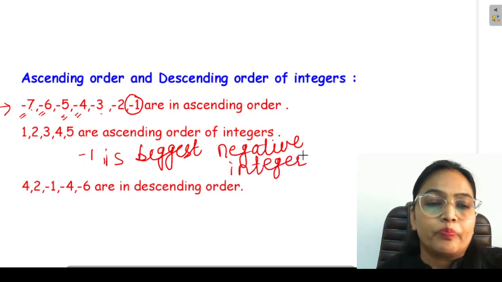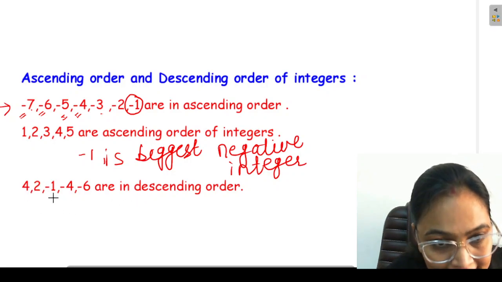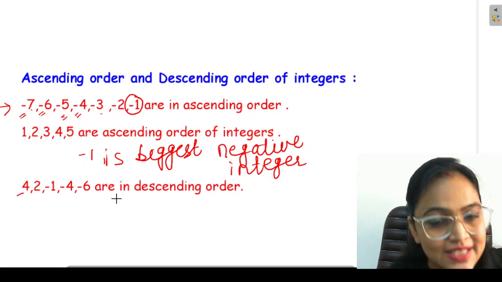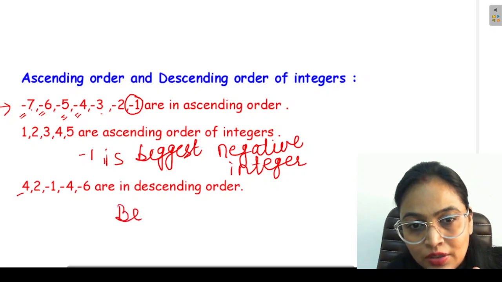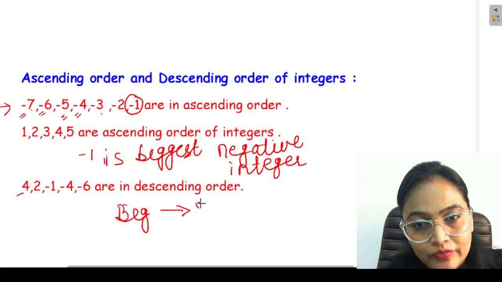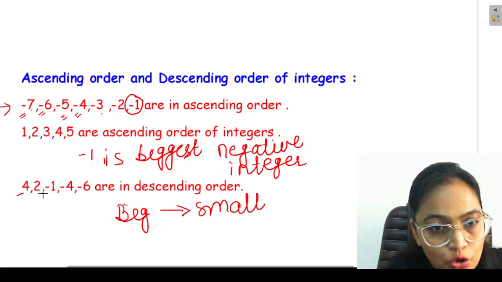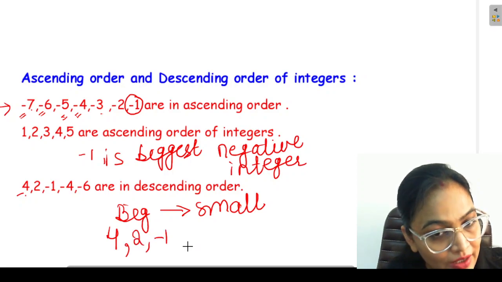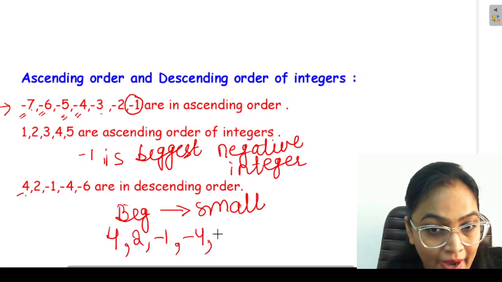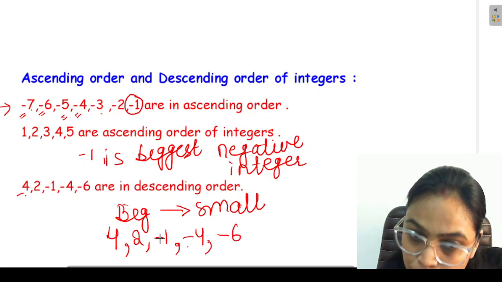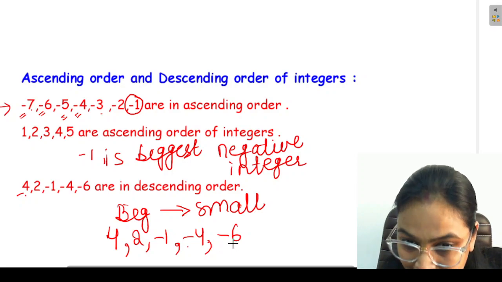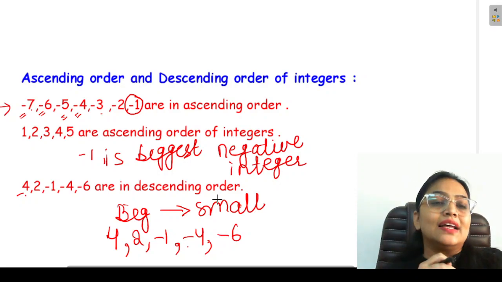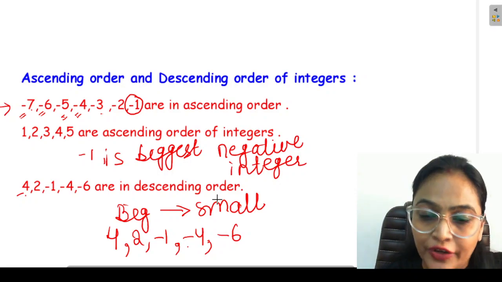Okay. Now, if we talk about this, then these are arranged in descending order. See, 4 is the biggest number. Descending means what? Big to small, right? Down, big to small. So 4 is the biggest number here, then 2, then -1, right? Now -4 and then -6. Here -4 is smaller than -1 because it has the minus sign. Again -6 is smaller than -4 because the minus sign is there. Okay. So this is the ascending and descending order of integers.